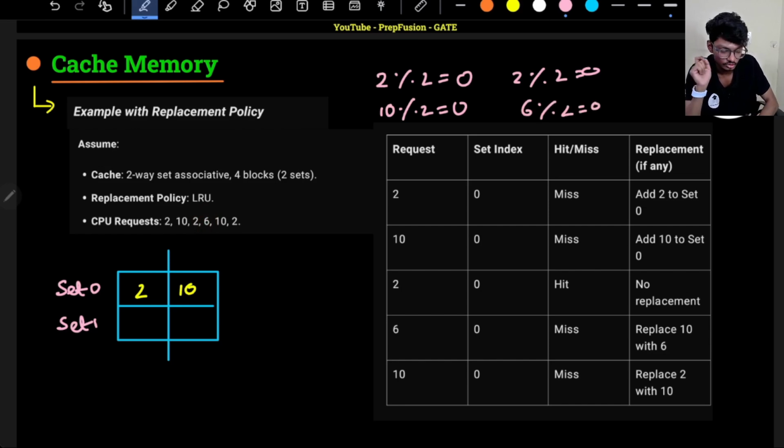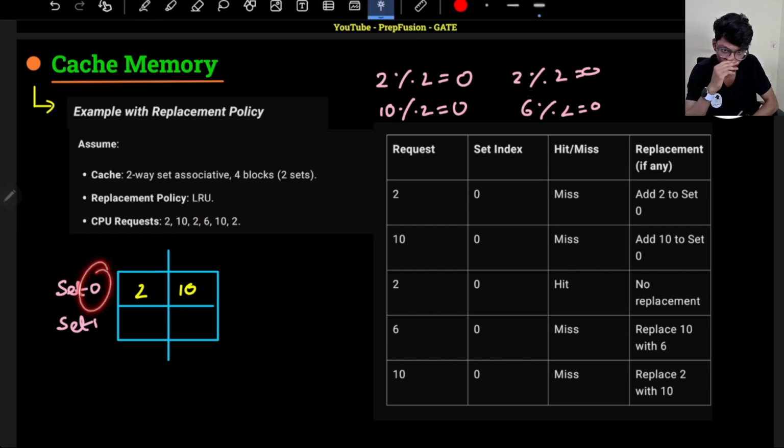2 mod 6 mod 2 is 0. And where should 6 reside? 6 should reside in the set 0. So it is residing in the set 0. So now what can I say is that it is residing in set 0.